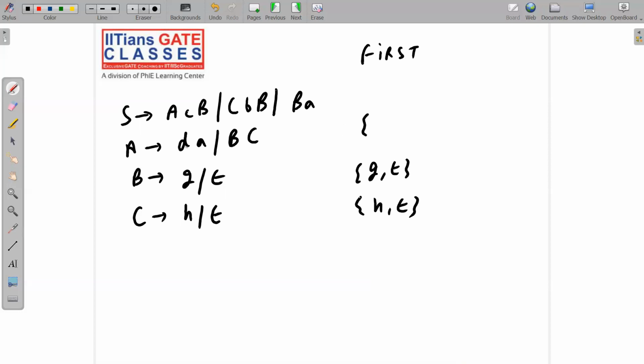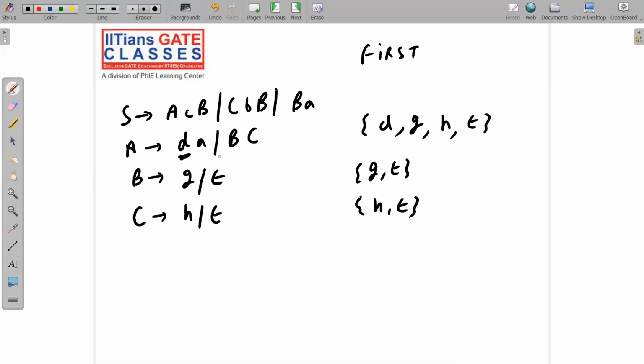Now first of A. First of A is what? Obviously this D is terminal, so we will directly write it. And first of B also. Now first of B is what? See here carefully. G and null. So I will write G. Should I write null? No, I will not write null, because when this B is going to null, then obviously first of A will be first of C. The first of C is what? H and null. So I will write H and null. Since C is going to null, now see here carefully: B and C both are going to null, so obviously first of A will contain null also.